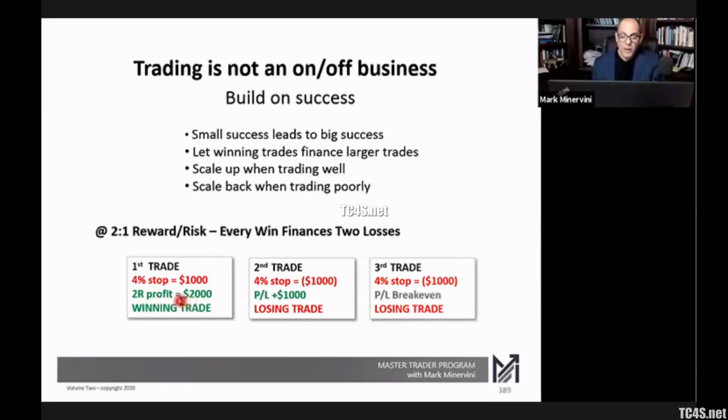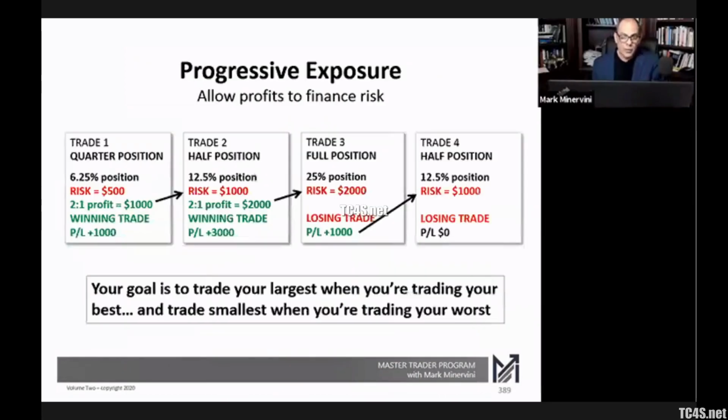Okay, so now you have $2,000 to finance two more $1,000 risk trades. And if you were to lose on both of those trades, you would be back to break even. So now you're using that one win to finance two more trades. All right, this is what I call progressive exposure, allowing profits to finance risk. Now, you can even do this scaling in. A lot of times what I'll do is I'll start with smaller positions, and then I'll start bumping those positions up. And again, it works the same way.